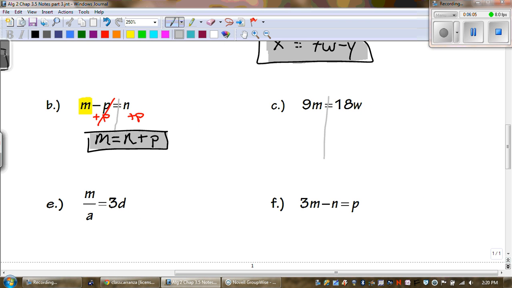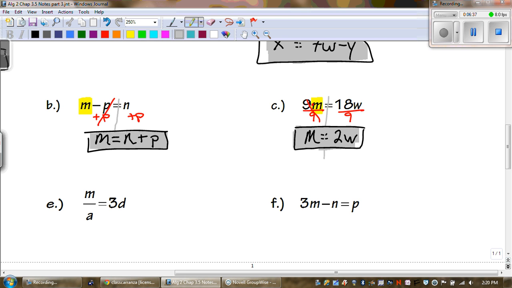Okay, C. There's my m. What's happening to the m? Well, it's being multiplied. And to get rid of multiplication, we divide. You cancel your nines. The m is all by itself. 18 divided by 9 is 2. And we're left with 2w. So m equals 2w.